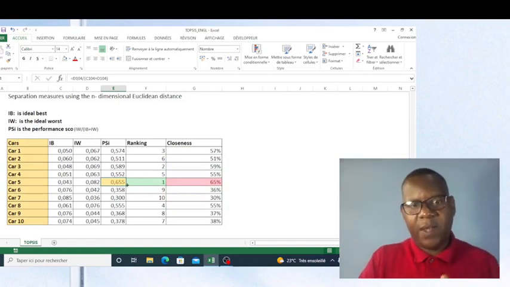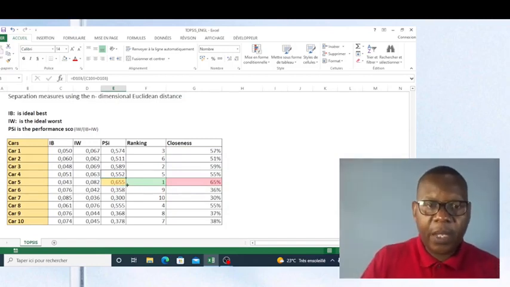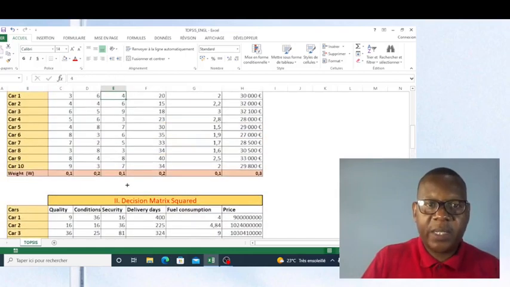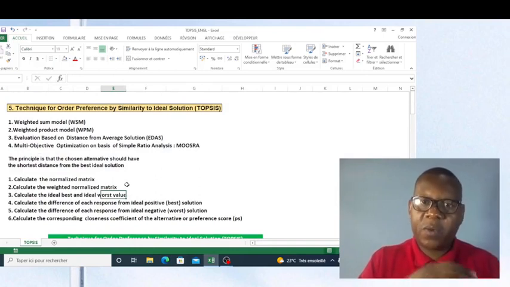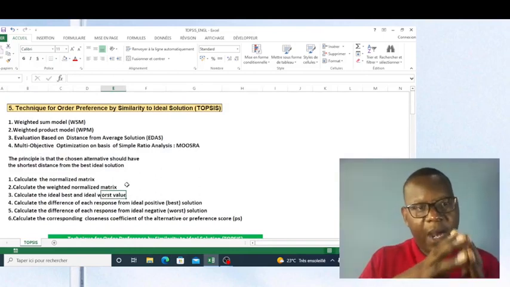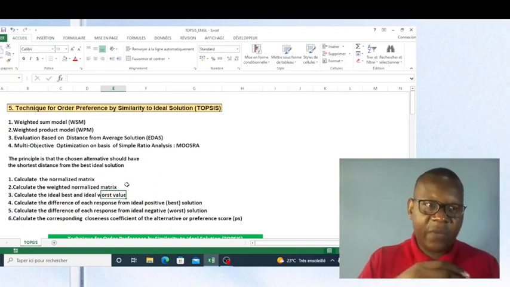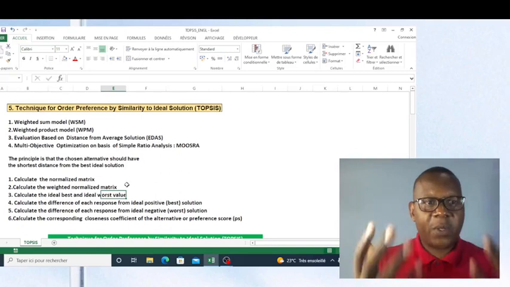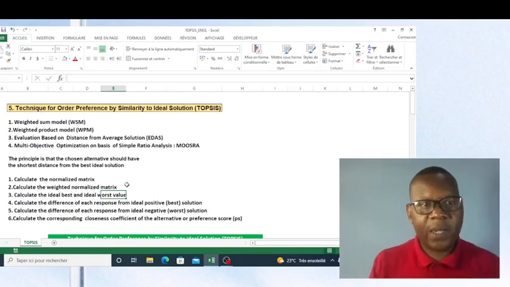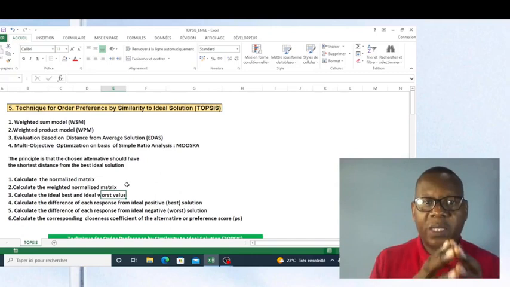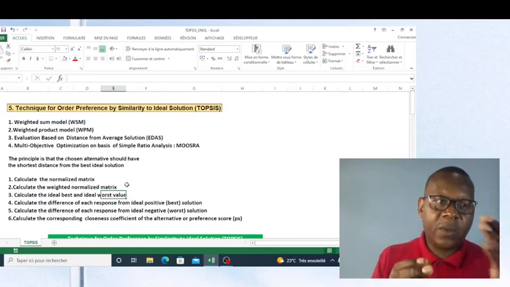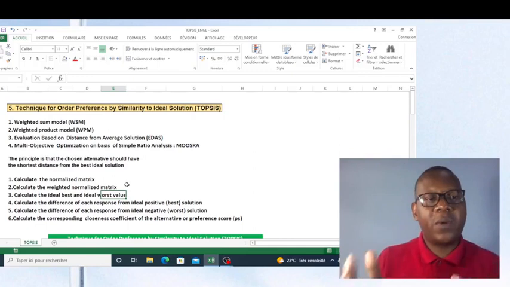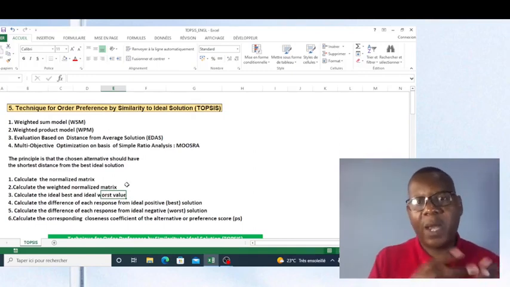Now, as you can see, friends, this method TOPSIS has the same conclusion as the previous methods. Technique for Order Preference by Similarity to Ideal Solution proposes that we choose car number 5. As the previous methods, weighted sum model, weighted product model, evaluation based on distance from average solution, and multi-objective optimization on the basis of ratio analysis, all these four methods have proposed, or have chosen, car 5. It is the same conclusion when we use Technique for Order Preference by Similarity to Ideal Solution.